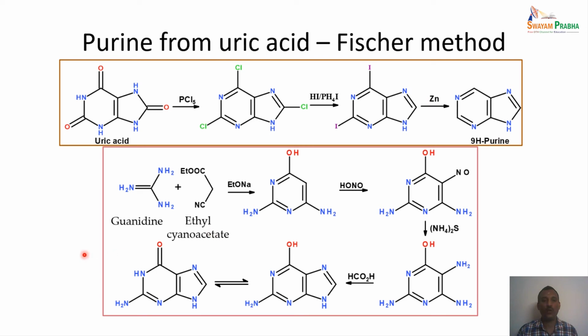And guanidine, when treated with ethyl cyanoacetate in the presence of a strong base, leads to the corresponding pyrimidine derivative, because this is the one we have actually seen in the pyrimidine synthesis also. So the same pyrimidine is the starting material, and treatment with HONO leads to the nitroso derivative as shown here, and this on treatment with ammonium sulfide converts the nitroso derivative to the amino derivative, and this amino derivative on treatment with formic acid gives the corresponding cyclized hydroxy derivative, and this can exist in the tautomeric form.